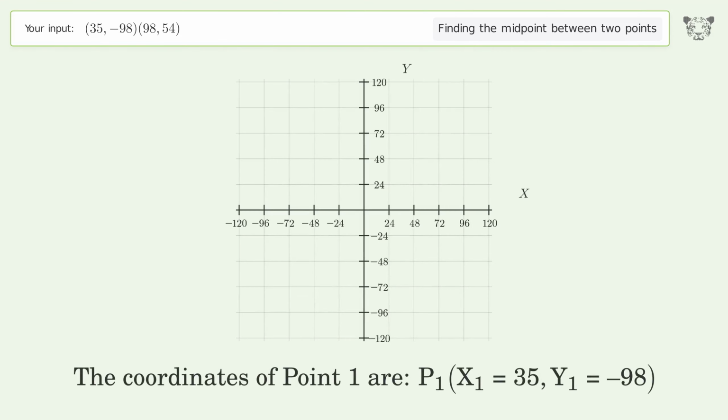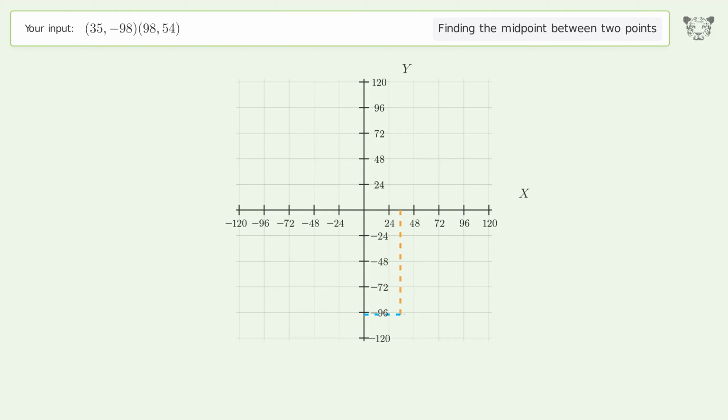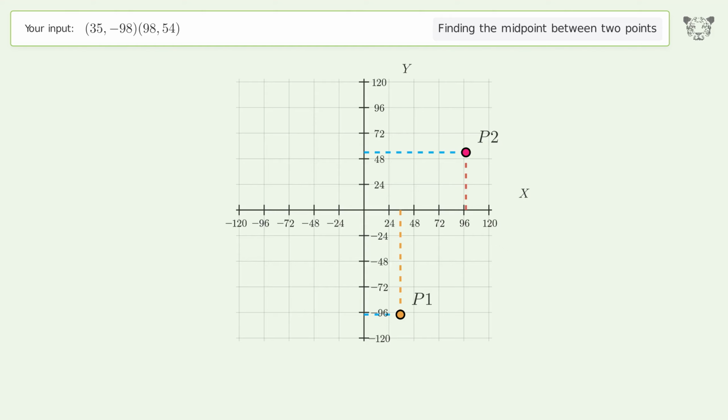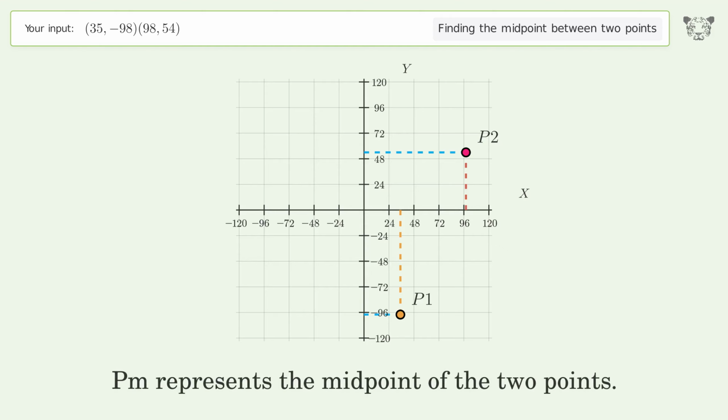The coordinates of point 1 are, x1 equals 35, y1 equals negative 98. The coordinates of point 2 are, x2 equals 98, y2 equals 54. PM represents the midpoint of the 2 points.